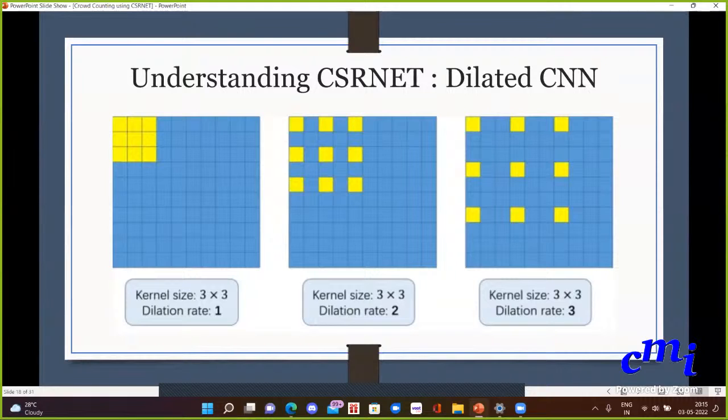So in the first image, the kernel size is 3 by 3 and dilation rate is 1. And as we have seen, if dilation rate is 1, it is nothing but a normal convolution. Now, when the dilation rate changes to 2, it is like one pixel is skipped. And if the dilation rate is changed to 3, two pixels are skipped. And in this way, we can change the dilation rate and define new dilated CNNs.